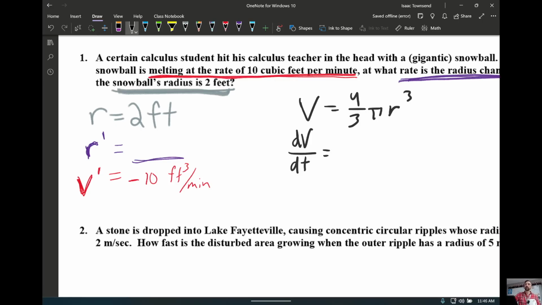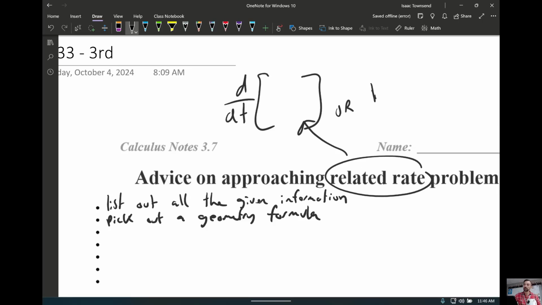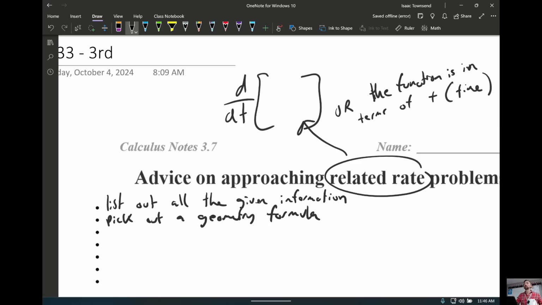So we certainly need to add this to the top of our page. I forgot to tell you that. Related rates are when you're taking the derivative of something with respect to time. Time is moving. Or if it says the function is in terms of t for time. So everything we're doing today, we're taking the derivative with respect to time. That means every time we take the derivative of a variable that's not a t, which is pretty much everything, we will have to make that variable prime, just like we did y primes when we took the derivative of x last week.